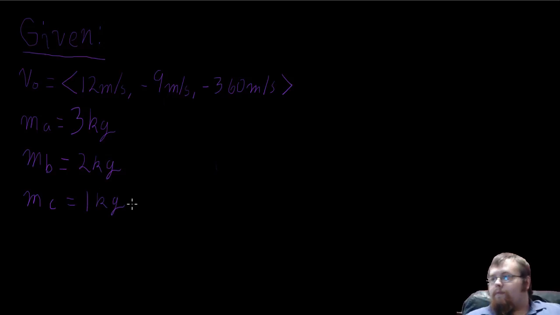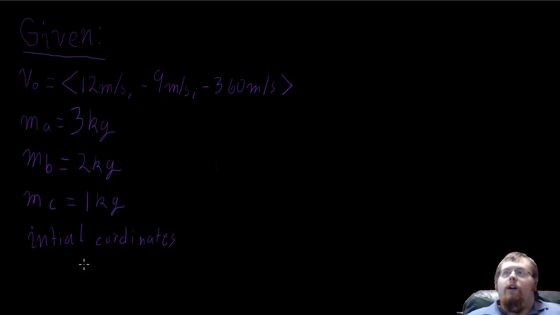So, just from the problem itself, we are given those numbers, and then we are given some more numbers on the actual diagram. We're going to write out the initial coordinates, because they all start at the exact same spot, so you don't have to worry about that being different.